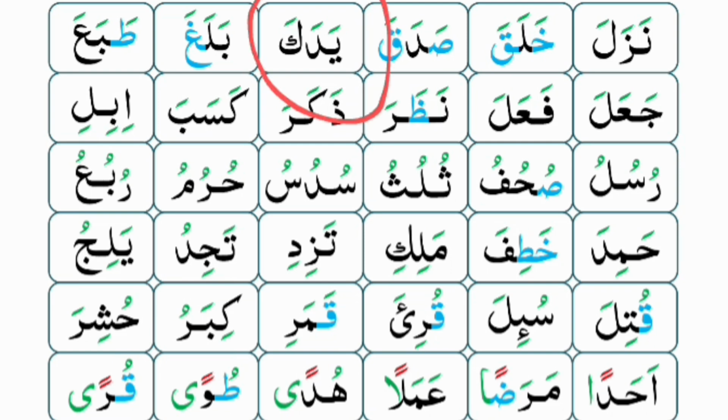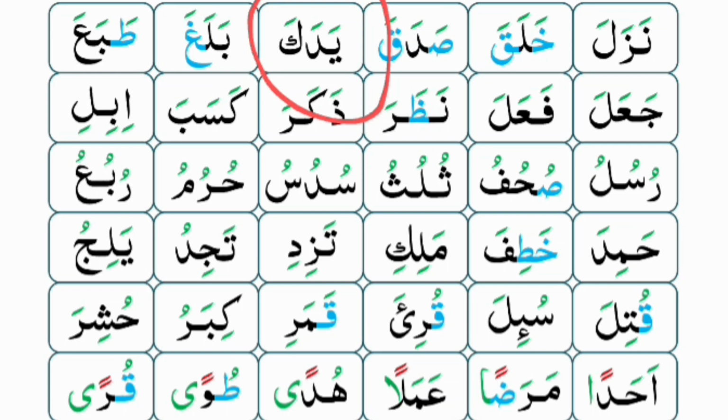Letter number 1 of the fourth word is ja. The pronunciation of ja is from the empty space of the mouth. The sound of ja is ya. Now the ya has a fatha sign, so the sound of ya is ya.